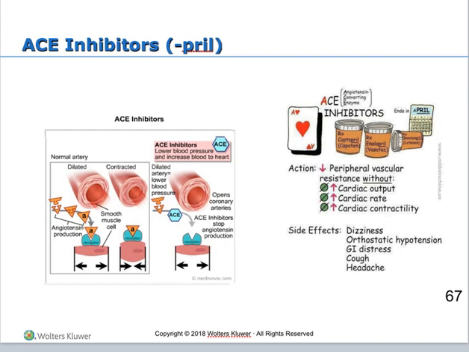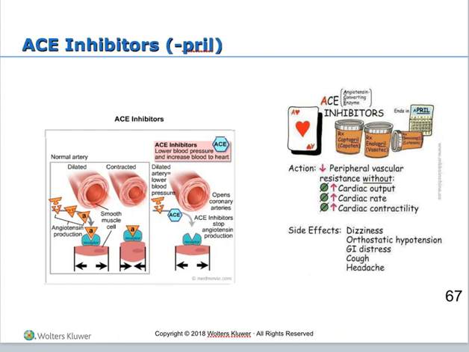They're going to dilate the blood vessels. They're going to lower blood pressure, so blood flows easier and the workload of the heart decreases. There are some side effects. The most common are orthostatic hypotension or a dry, nagging cough.